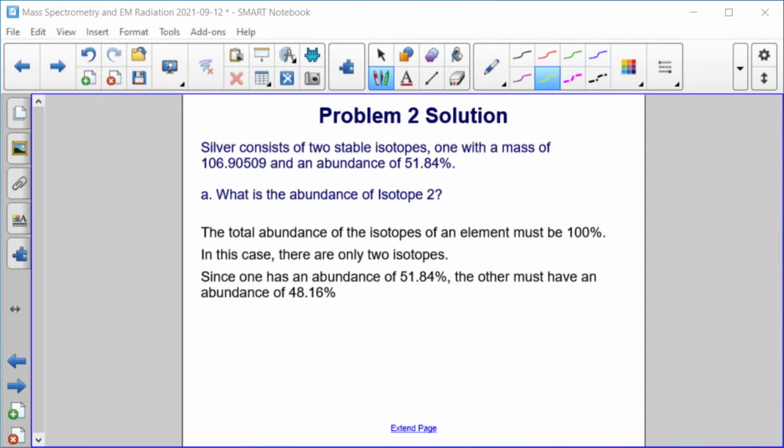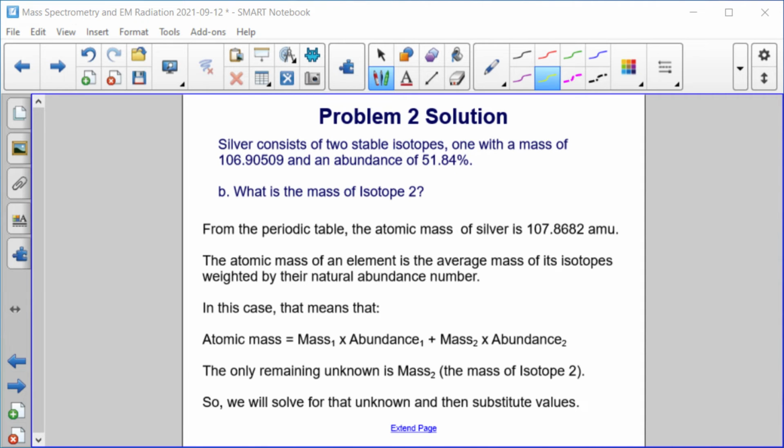Here's a detailed explanation of the solution for problem number 2. In part A, the total abundance of the two isotopes of an element must be 100%. In this case, there are only two, since one has an abundance of 51.84, the other must have an abundance of 48.16. Those have to add up to 100%.